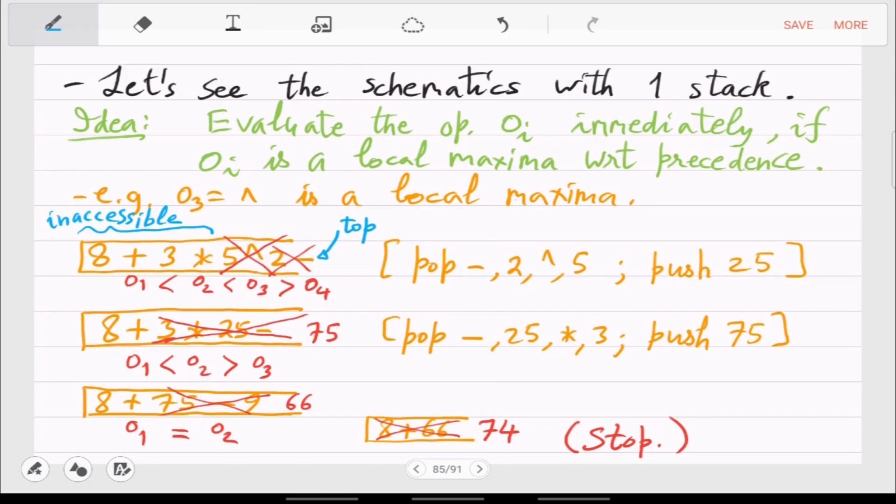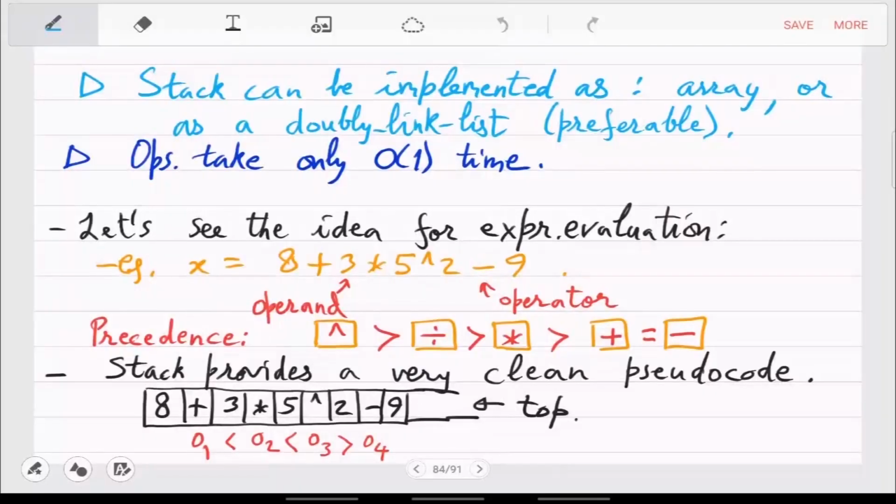Right, that's also an invariant, an equally important invariant, that whenever you push a value, the original expression value has not changed. Why is that? For this you have to understand how precedence works. What was precedence saying in your expression x? When you were given this expression x, 8 plus 3 times 5 square minus 9, precedence meant that this middle thing, 5 square, is equal to 25.